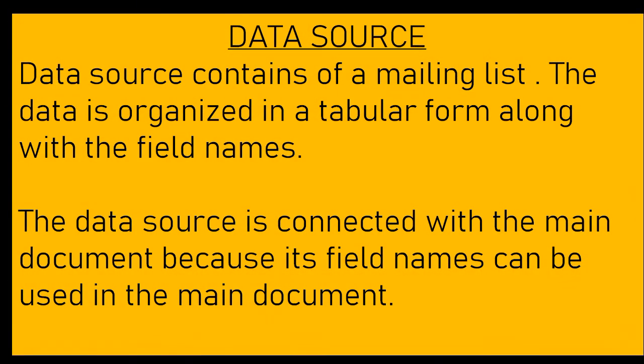Now what is a data source? A data source consists of a mailing list. The data is organized in a tabular form along with the field names. The data source is connected with the main document because its field names can be used in the main document.